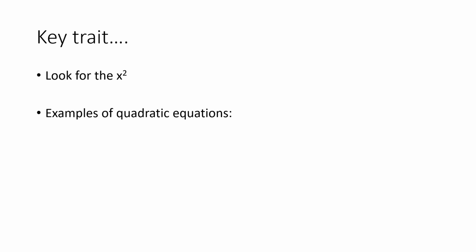So a key trait with your quadratics is to simply look for the x squared. So we actually say that a lot in math classes. If your teacher says, how do I know this is a quadratic? Probably the answer that your teacher's looking for is because of the x squared. That's what they're looking for you to say. But not everything that has an x squared is a quadratic, okay? Just heads up.